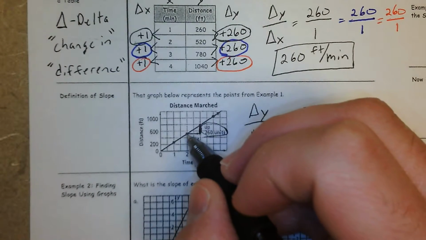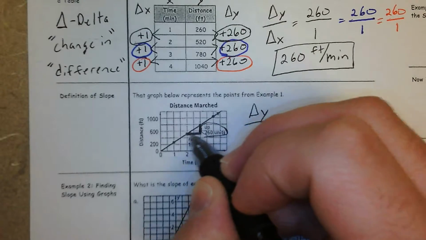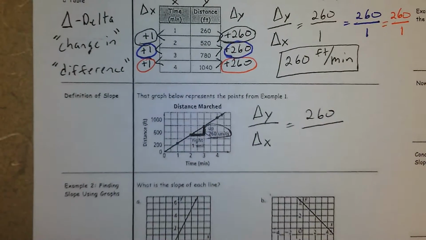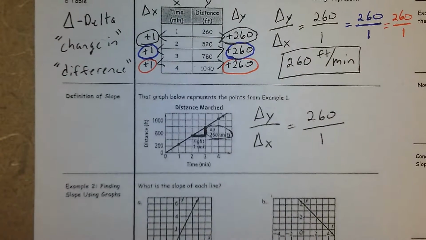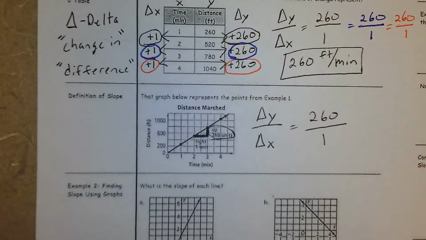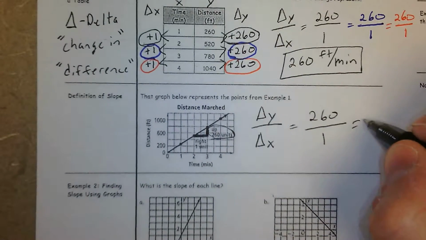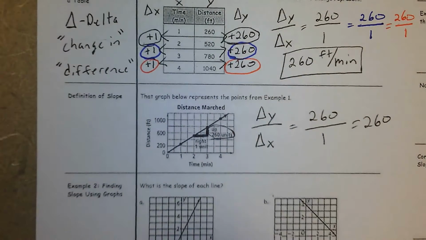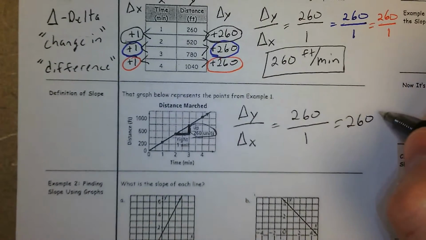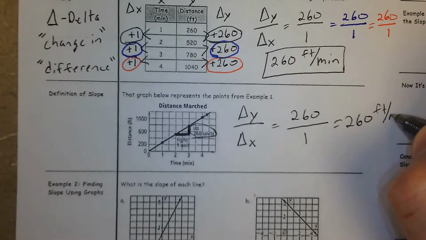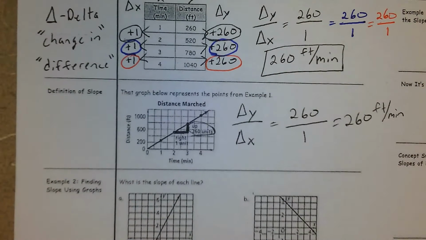And then right by 1. So if we're going right by 1, that's my change in my horizontal distance, my change in x. And it's positive because we're going to the right. So I have positive 260 divided by positive 1, which would just be 260. And it would be your y over your x, so feet per minute. So it's the same exact answer as the one above, it's just shown in a different format. Shown as a graph instead of a table.